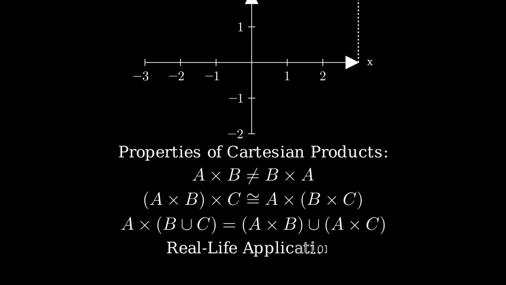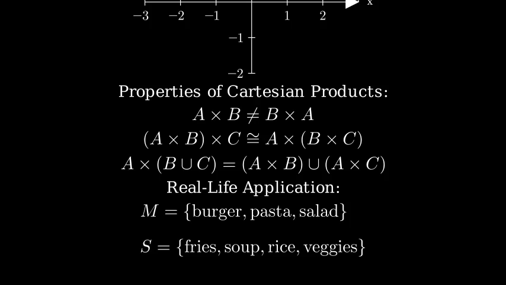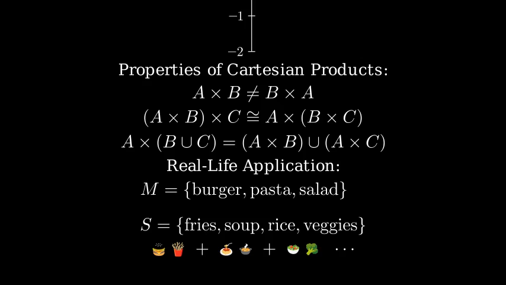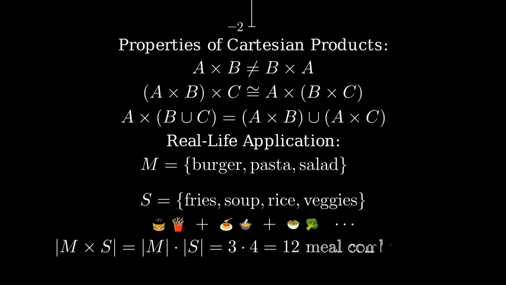Cartesian products have many applications in real life. For example, in a restaurant, if you can choose one main dish from set M and one side dish from set S, then your possible meal combinations form the Cartesian product M cross S. Each possible meal is an ordered pair consisting of one main dish and one side dish. With 3 main dishes and 4 side dishes, you have a total of 3 times 4, which equals 12 possible meal combinations.